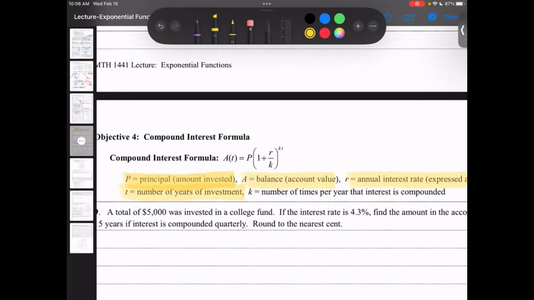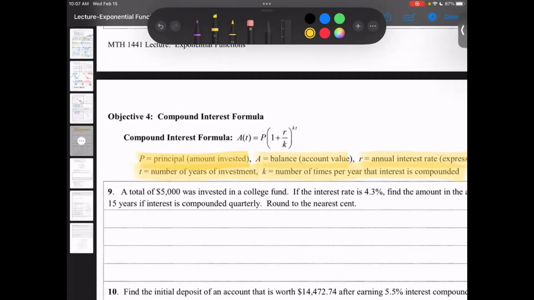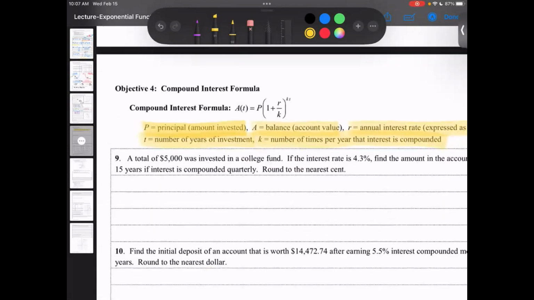K is the number of times per year the interest is compounded. If I say yearly, you compound once a year, right? Semi-annually will be twice a year. Quarterly will be 4 times a year. Monthly will be 12. Daily will be 365. You're supposed to know those.